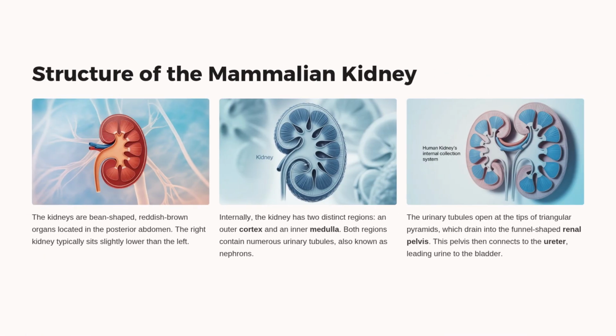Structure of the mammalian kidney. The kidneys are bean-shaped, reddish-brown organs located in the posterior abdomen. The right kidney typically sits slightly lower than the left. Internally, the kidney has two distinct regions, an outer cortex and an inner medulla. Both regions contain numerous urinary tubules, also known as nephrons. The urinary tubules open at the tips of triangular pyramids, which drain into the funnel-shaped renal pelvis. This pelvis then connects to the ureter, leading urine to the bladder.